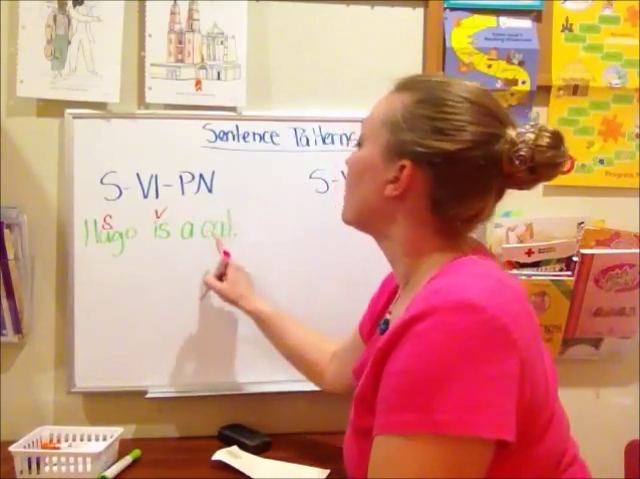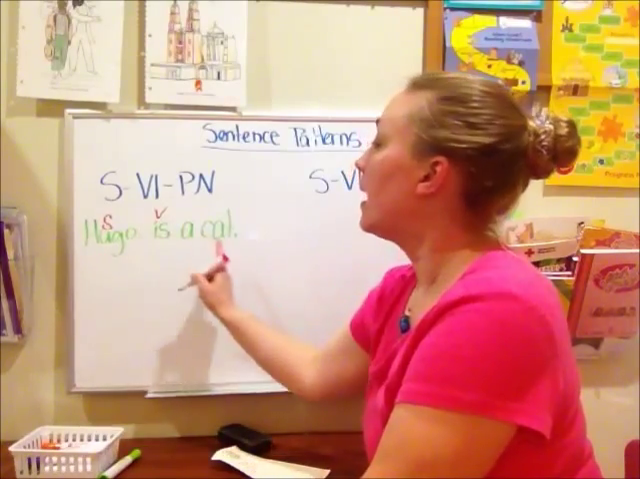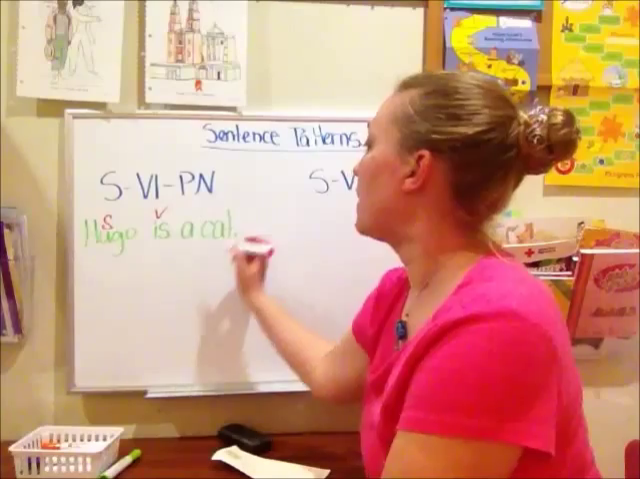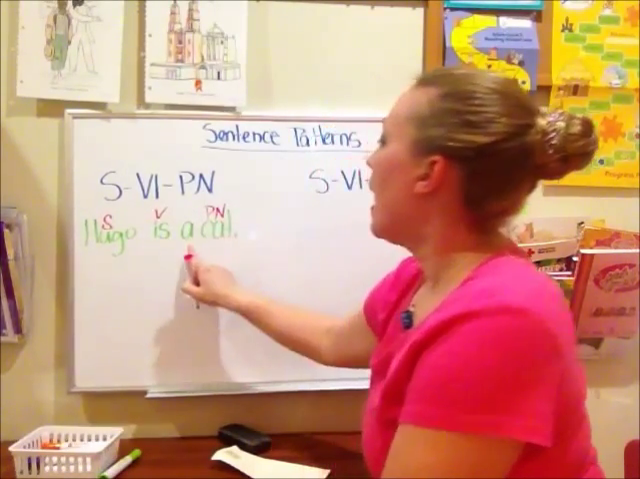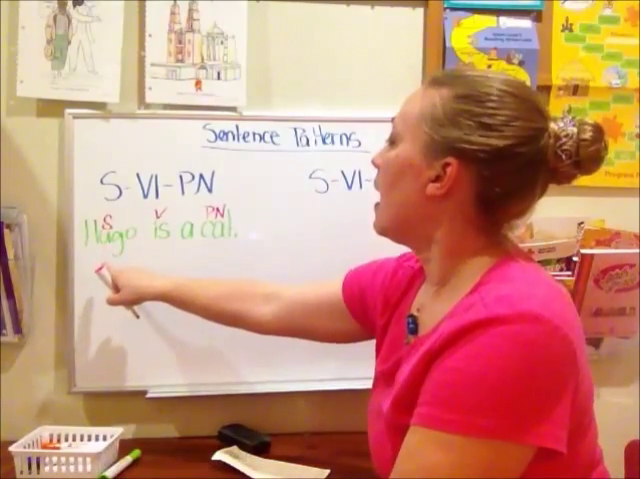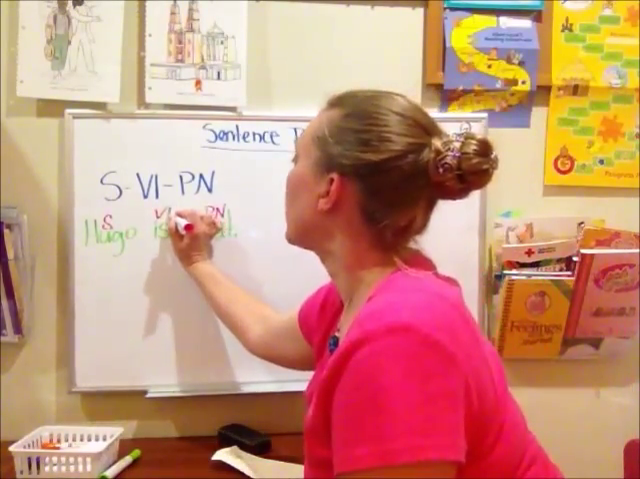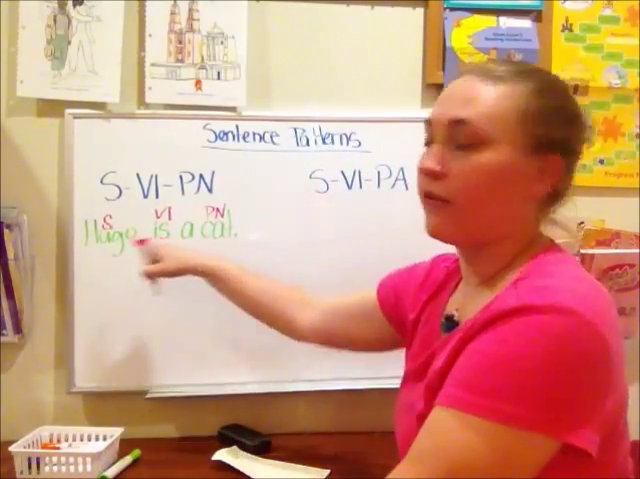Can cat describe or replace Hugo? Yes, it can replace Hugo. They are both nouns, and the noun is describing Hugo. So we're going to mark it as predicate nominative. And since Hugo is a cat, we're going to mark this as a linking verb because it's linking what Hugo is to himself.